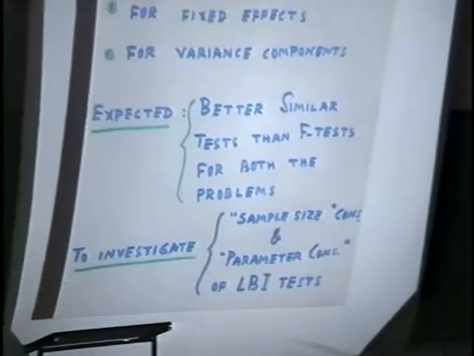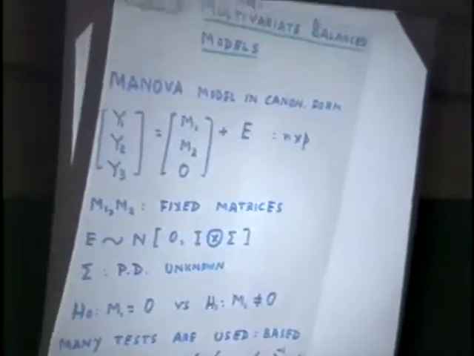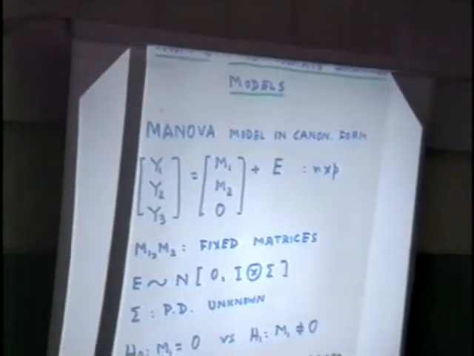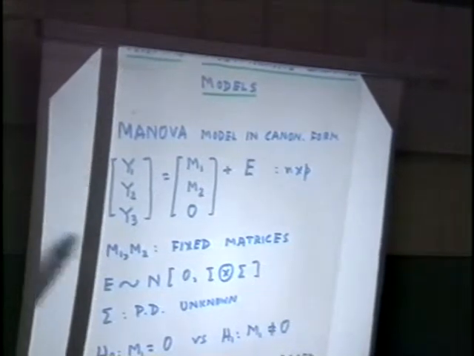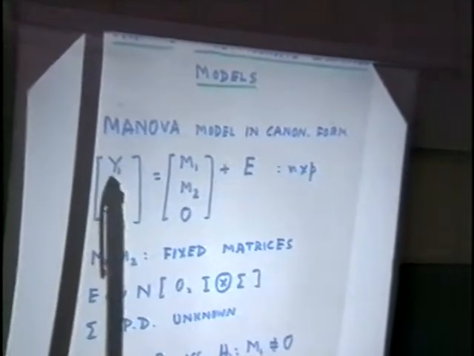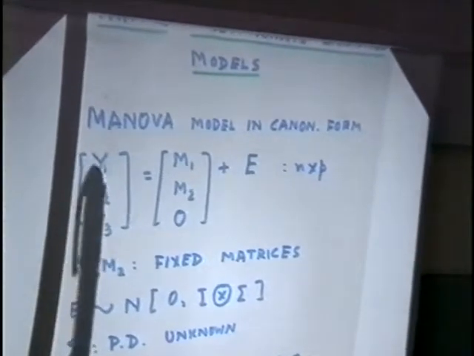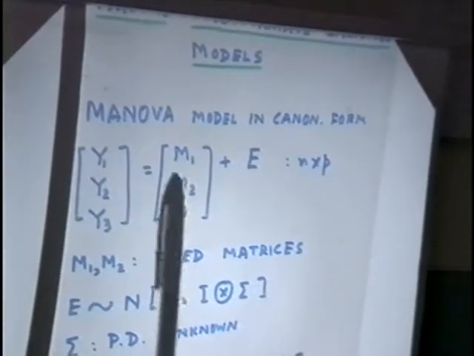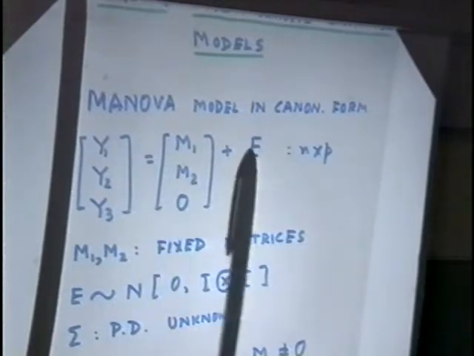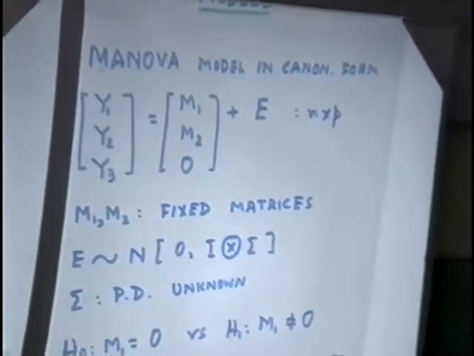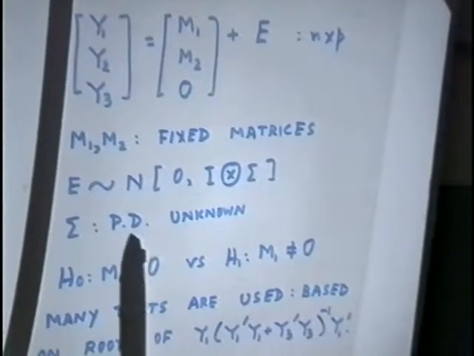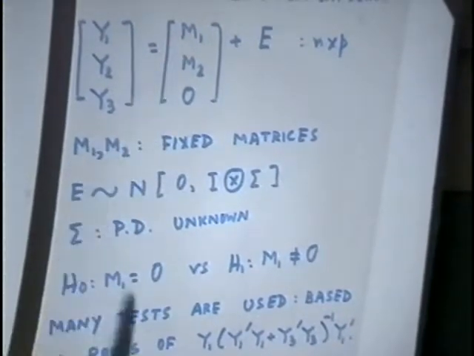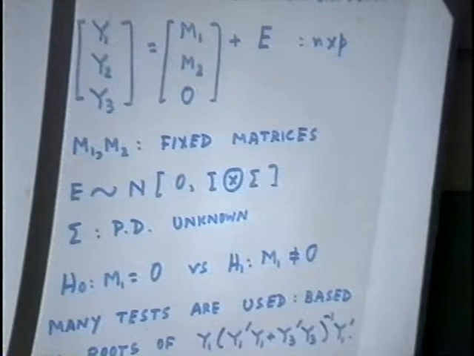All right, in the second part of the talk, I have the multivariate balanced model. Yesterday we listened to Professor Perlman. So the same setup I have here, the MANOVA model in canonical form. These are all matrices, Y1, Y2, Y3, and the mean matrix is M1, M2, and this is 0, and this is the random error component E, and we assume that E is normal, I cross canonical product Sigma, and Sigma is positive definite unknown. In this setup, we test whether M1 is 0 against M1 is non-zero.